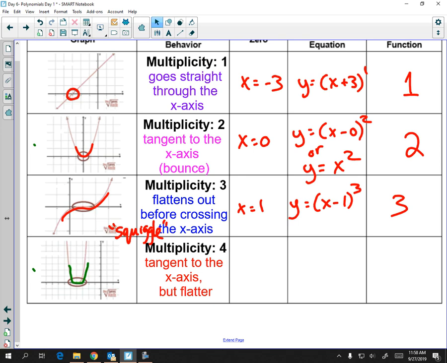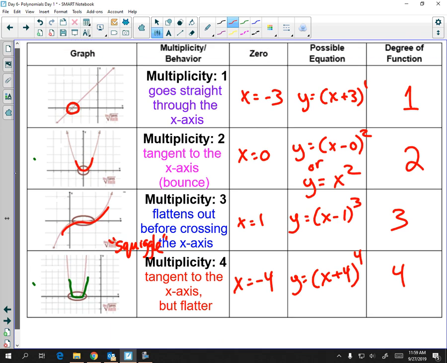Our 0 in that case, if you look really carefully, is x equals negative 4. If x equals negative 4 is your 0, then your factor is the opposite, x plus 4. Can you guess what the exponent's going to be? It's going to be the multiplicity of 4, with your degree being 4.